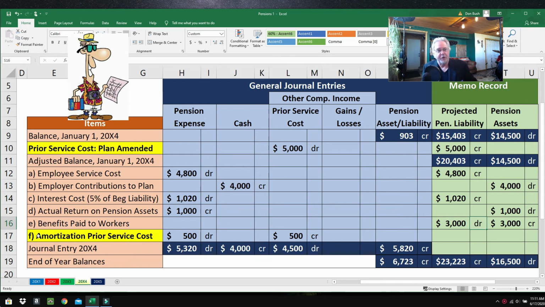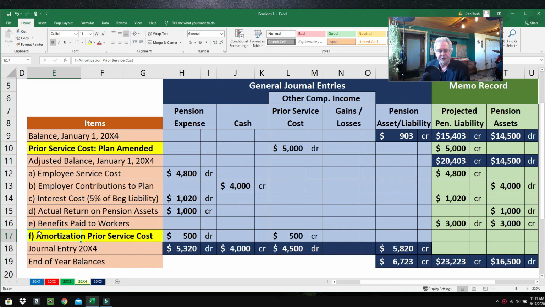So what we have here is these two are related. The prior service cost, plan amended, and the amortization prior service cost, they are related, and that's why I have them highlighted in yellow. So FASB, the people who make up generally accepted accounting principles, they determined, well, we can't have this other comprehensive income of $5,000 sitting here on the balance sheet forever. What we need to do is amortize it.